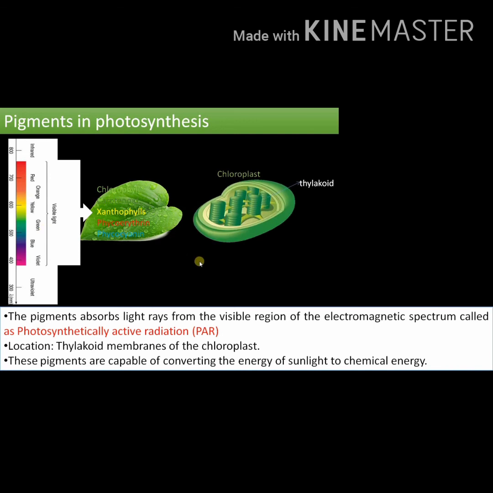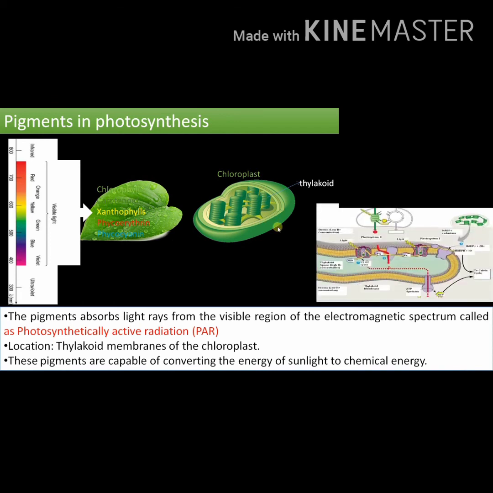These can be seen in a special structure called a chloroplast inside the leaf mesophyll cells. And inside the chloroplast, these pigments are located on the membrane system, that is on the thylakoids, whether grana thylakoid or stroma thylakoids.